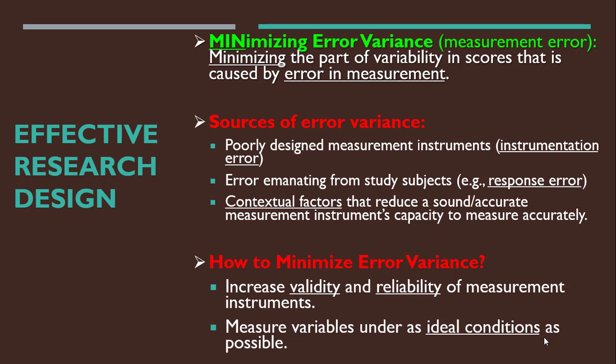So how do we minimize these sources of error? Instrumentation error, response error, or error in terms of the capacity of the instrument to collect accurate information, which we could look at as contextual error. How do we minimize it? Increase the validity and reliability of the measurement instrument. We talked about this in one of our previous videos. Validity is the ability of the instrument to actually measure what it's supposed to measure.